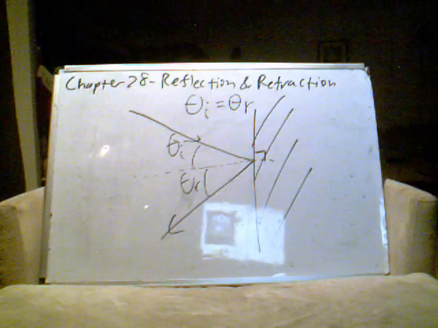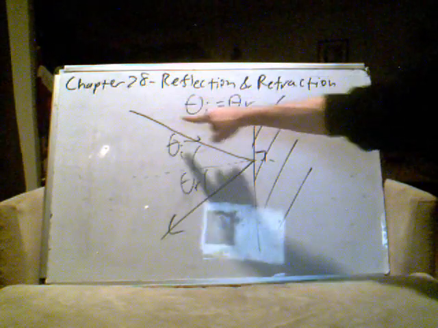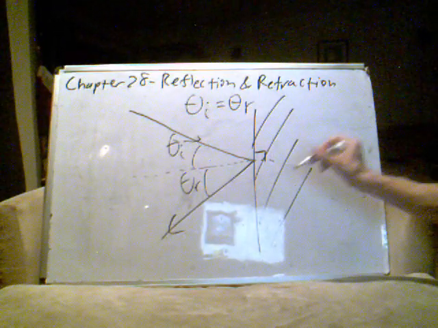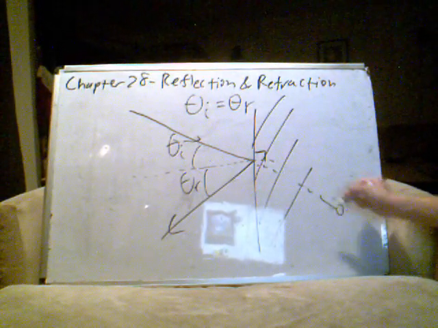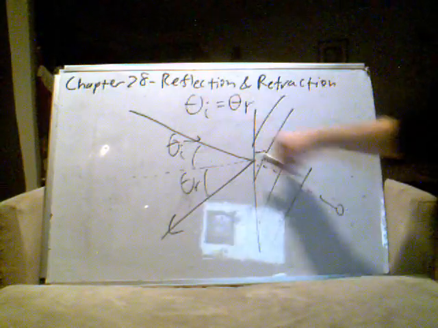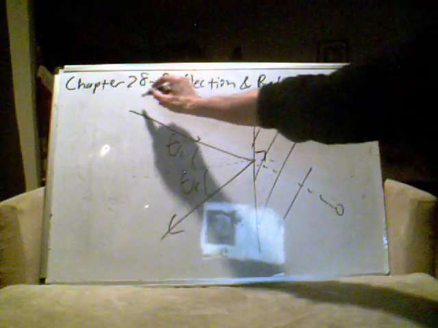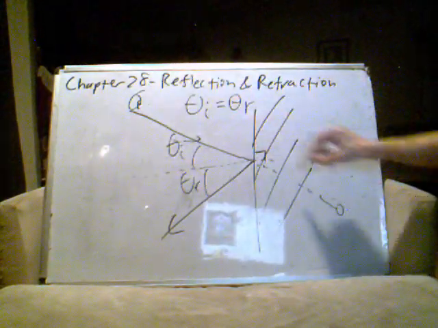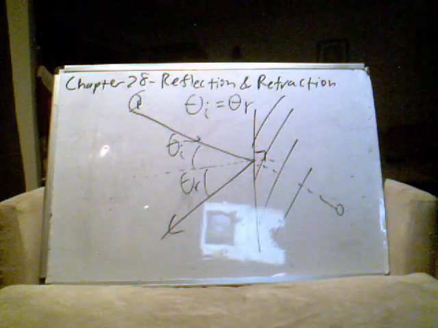In any case, suffice to say that if this was a laser beam, it would appear to go straight, right? And it would appear to go somewhere out here, but it's really going this way, but it looks like it's going in a straight line. If your eye was here and you were looking, you would see where the laser appears to go, right?